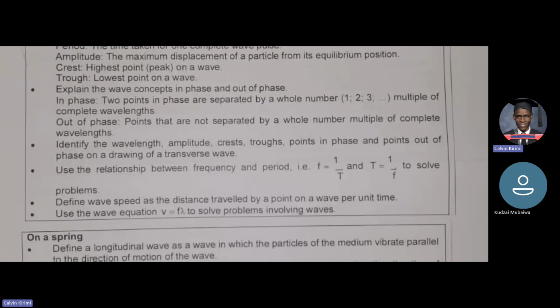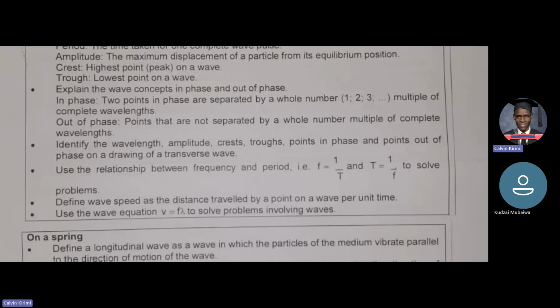So this one, you are just using the formula for speed. Speed is equal to distance over time. So define a wave speed as the distance traveled by a point on a wave per unit time. In other words, they're just saying speed is distance over time.